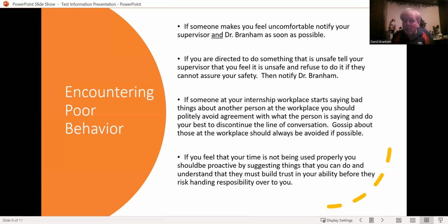If you feel that your time is not being used properly, you should be proactive by suggesting things that you can do, and understand that they have to build trust in you. When you walk in the door, you're a very new person. They don't know what you're going to do. They have to build that trust. So do whatever you can to build trust early on.